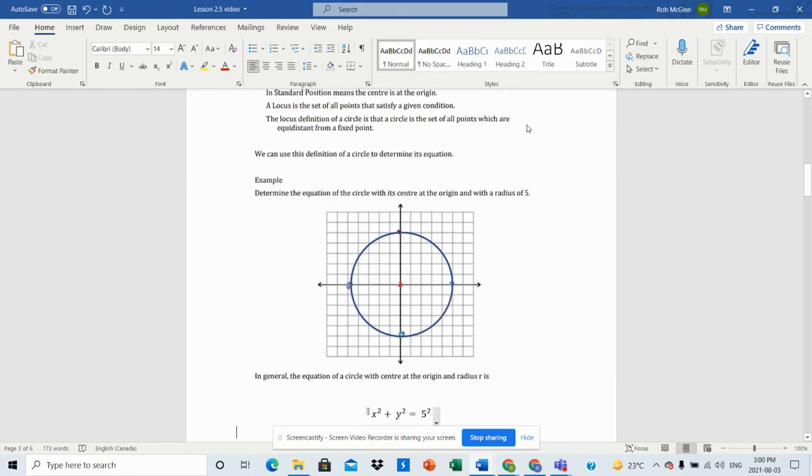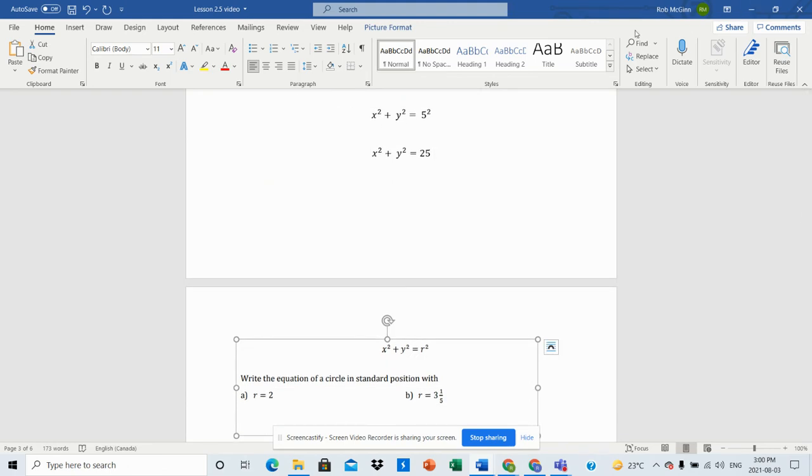This here is the equation of a circle in standard position, so center at the origin of 0, 0, and a radius of 5. So we can see down here, x squared plus y squared equals r squared is the formula of a circle in standard form.